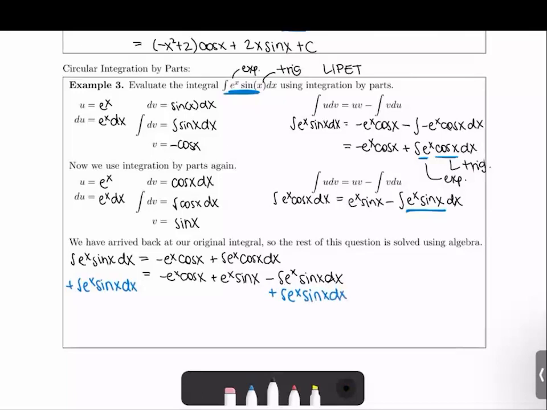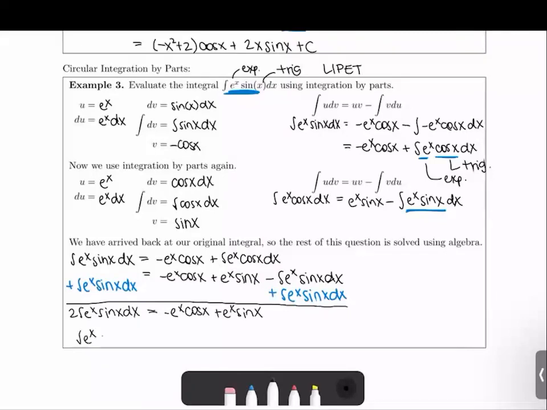And so whenever we do that, on our left-hand side, we're actually going to have two versions of that integral. So just that integral times 2. And then on my right-hand side, I'm just going to have negative e to the x cosine of x plus e to the x sine of x. And now, to solve for my integral, I am going to just divide by 2.